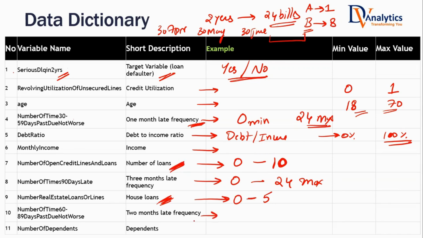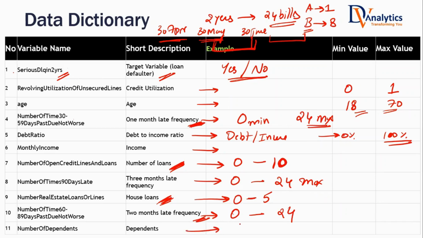Now this is 2 month late frequency. This is 1 month late frequency, 3 months late frequency. 2 months late frequency means what? Your bill got generated on 30 April. Did you pay on 30 May? No. When did you pay? Between 30 May to 30 June. So what is the minimum value here? Pay every bill on time, that will be 0. Maximum, every bill you paid after 2 months, 24.